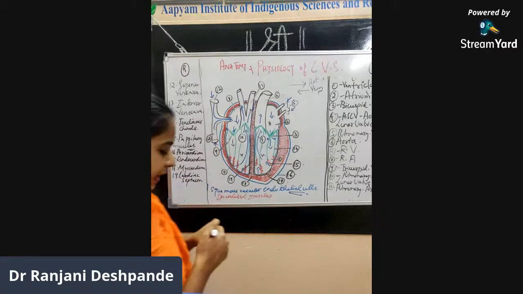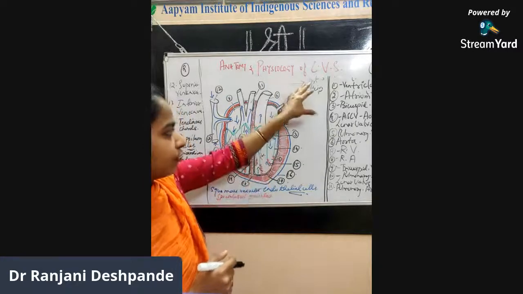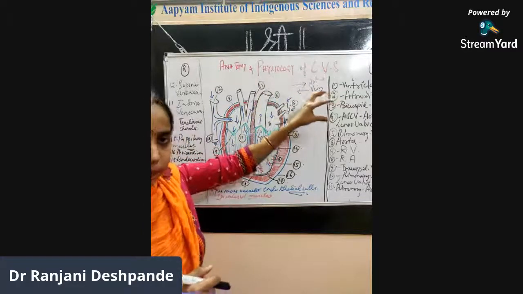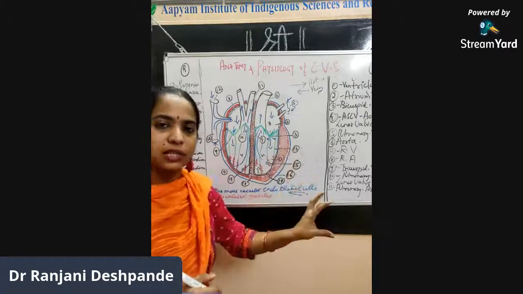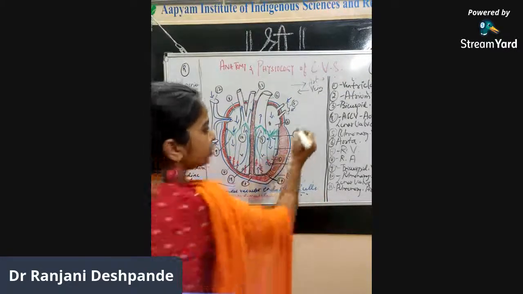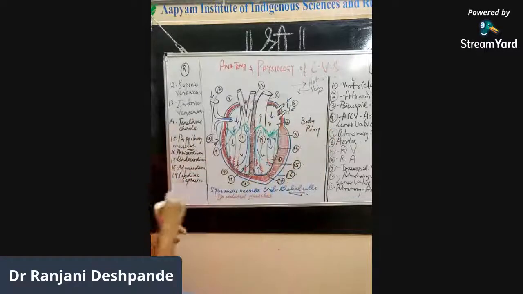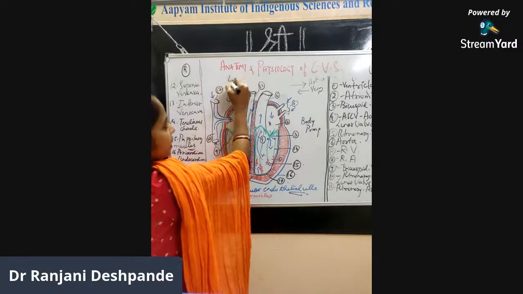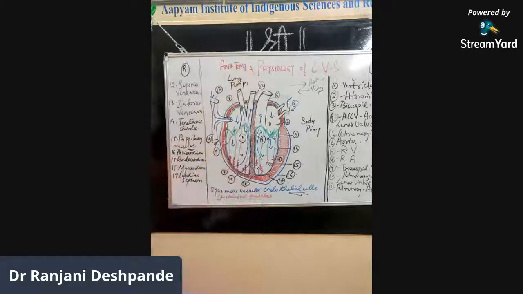We can see that from the left part of the heart, the blood will move into the systemic circulation, so it will move into the body. Most of the time, the left side of the heart is usually referred to as the body pump. Through the right side, the blood goes into the lungs, so the right side is usually called the lung pump.